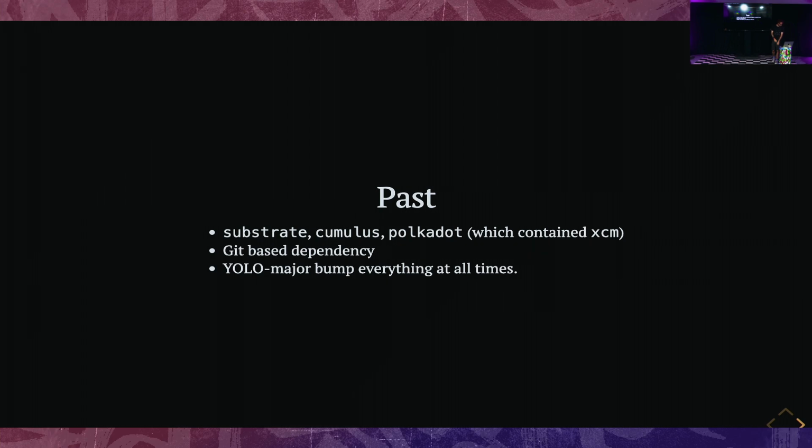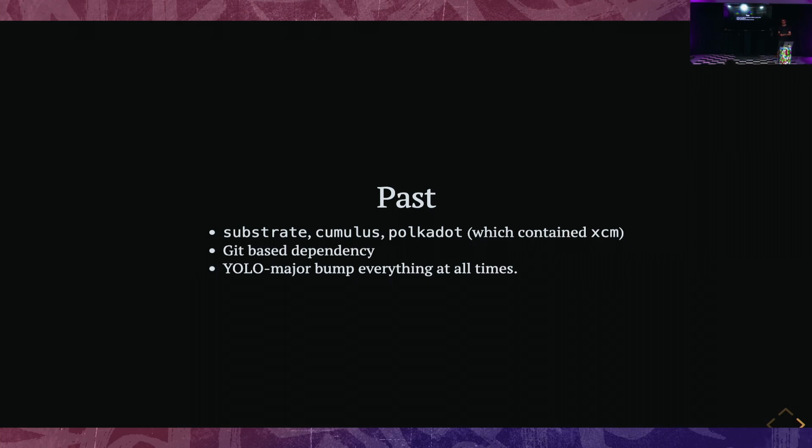So let's look further into how that looked in the past. Before Polkadot SDK was a thing, we had 3 different repositories. It was Substrate, Cumulus, and Polkadot, which also contained XCM, and together they were what we would need to develop on Polkadot. For years, we were using Git-based dependencies, which is very primitive, very basic, very ugly. I think we all had to deal with those horrendous cargo update -p, and it was very, very bad.